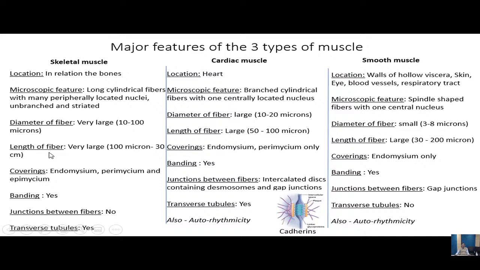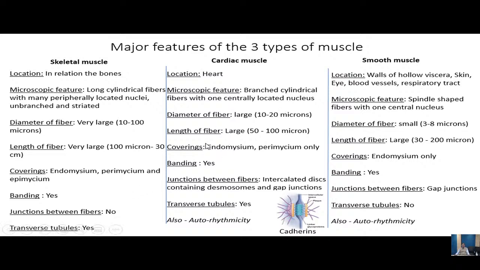When we look at the length of the skeletal muscle fibers, they are very large, and they may measure from 100 microns to 30 centimeters or even 40 centimeters. Do you know which is the longest muscle in our body? Yes, you are right. It is the sartorius muscle.